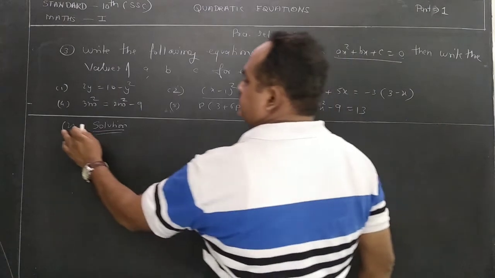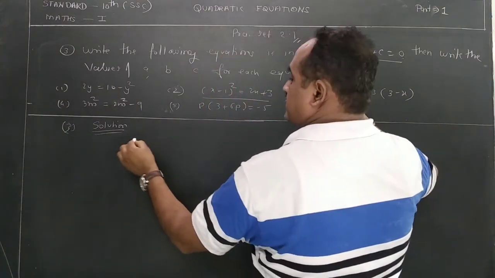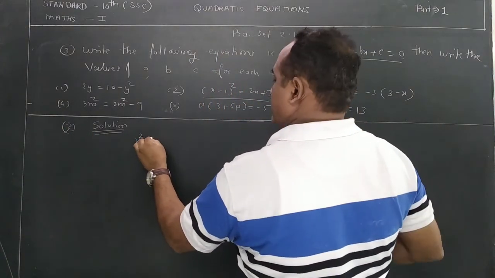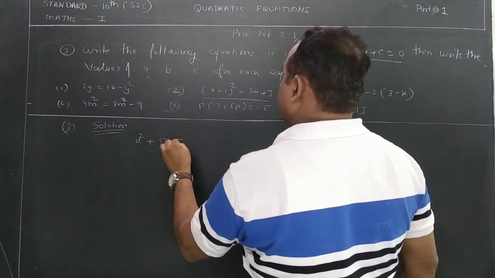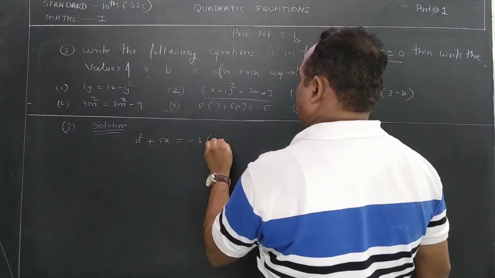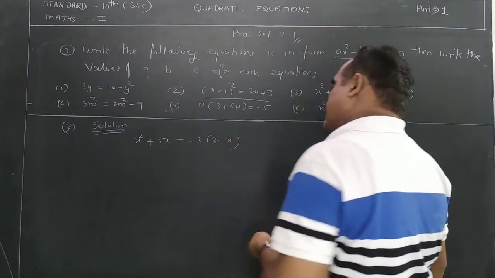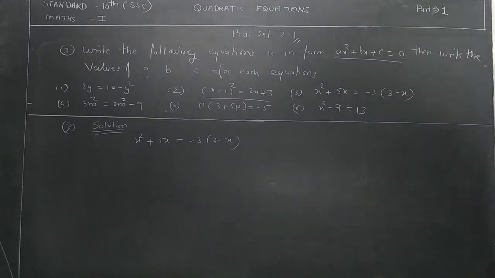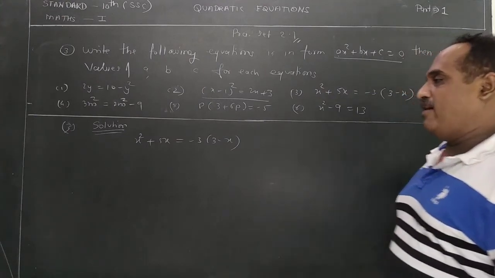Now the third question. What is the third question? x square plus 5x is equal to minus 3 in bracket 3 minus x. But students, I think you can do this question. You try on your own, pause the video, try on your own, then we check it. Okay? But I will continue with this.